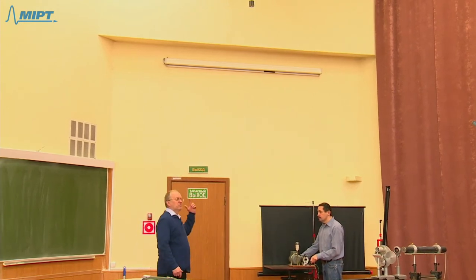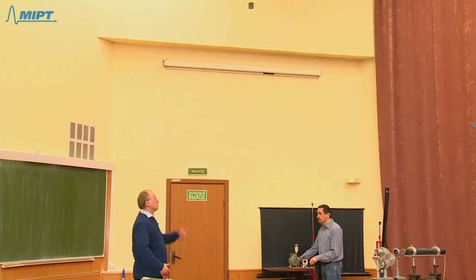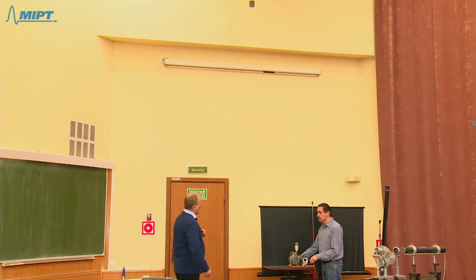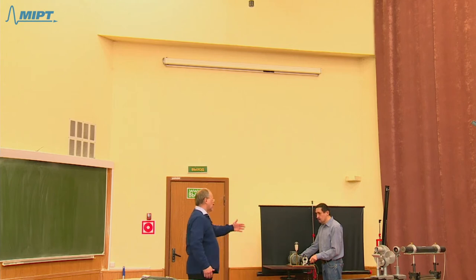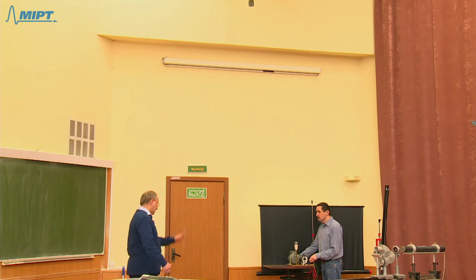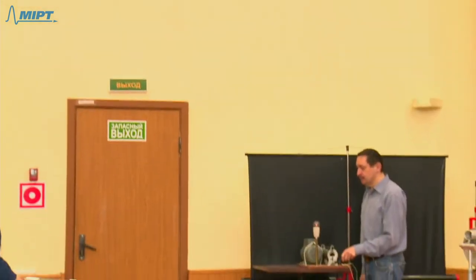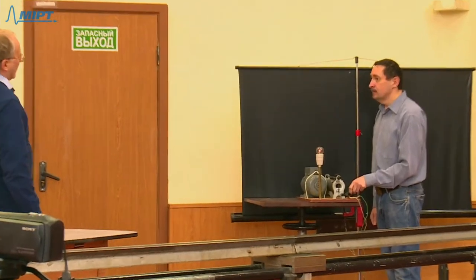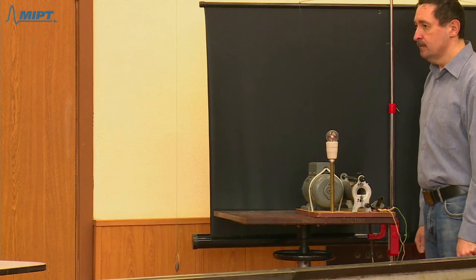So the work performed by internal forces acting in this system of two bodies, the earth and the load, will be transformed into the energy of light, which is the energy of heat, because the filament will be heated, and therefore we'll see the light. Start. Okay, started. So it goes down, and you see the lamp is glowing. The filament is emitting light.